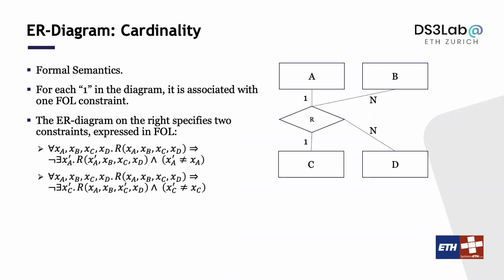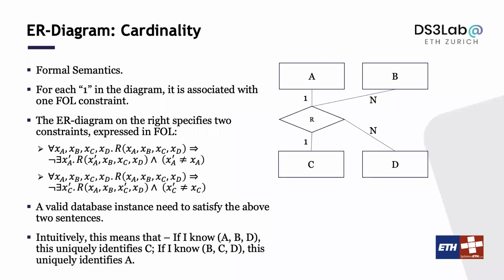Precisely, this is what you are trying to describe, right? For any ER diagram, you can translate that into a sequence of first order logic sentences. The constraint you are specifying by drawing a diagram like this is precisely what we have been talking about. That is, for each of these 1s, you introduce 1 first order logic sentence about the constraints on cardinality. So a valid database instance modeled by your conceptual model needs to satisfy these 2 sentences. Intuitively, this means that if I know ABD, I know C. If I know BCD, I know A. Okay.